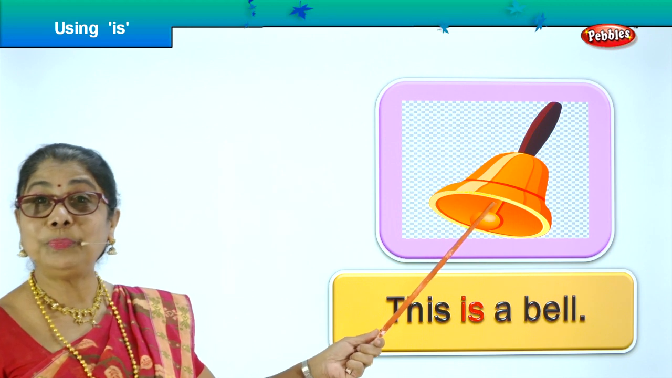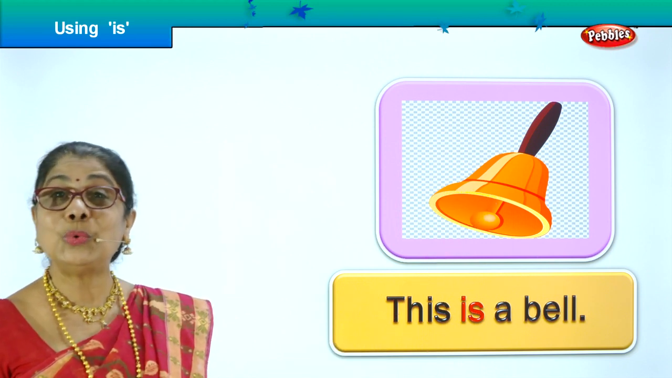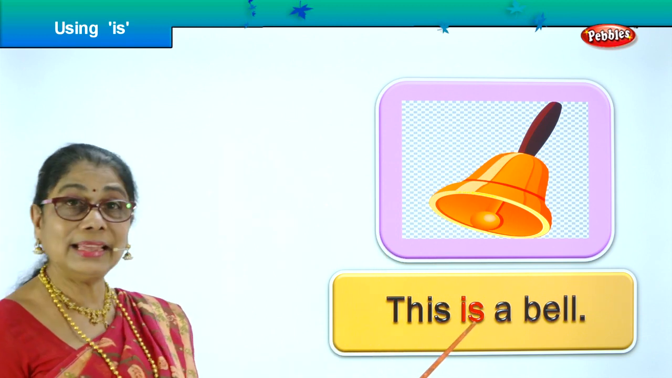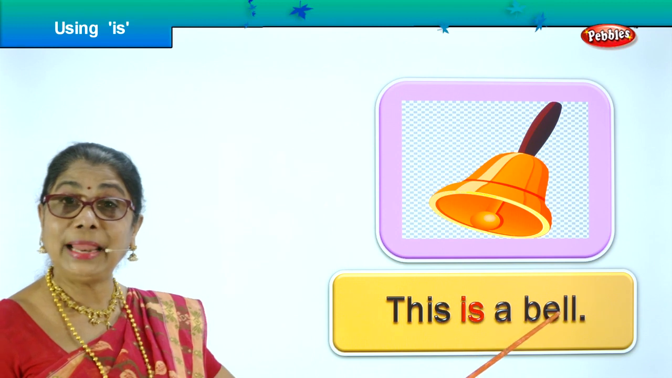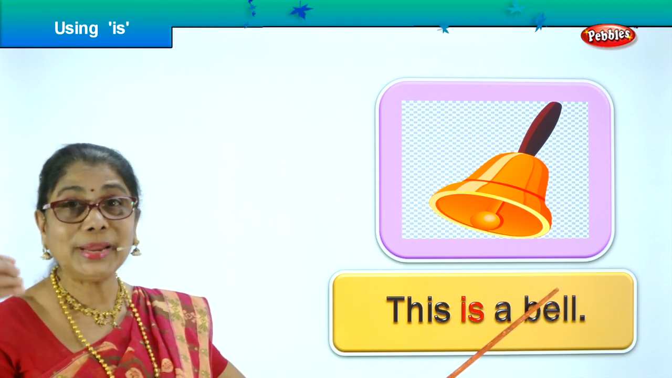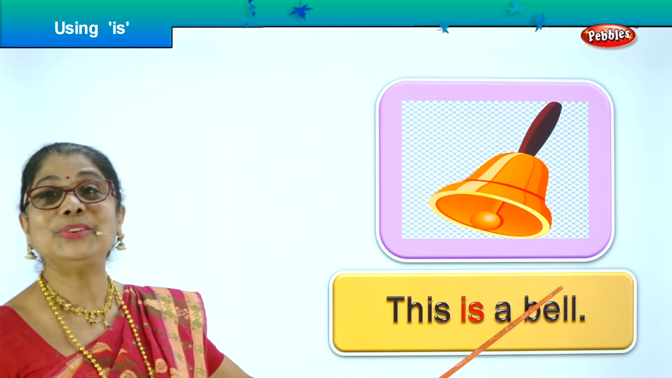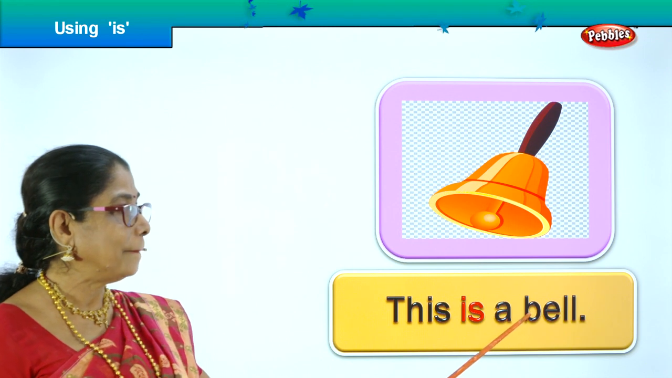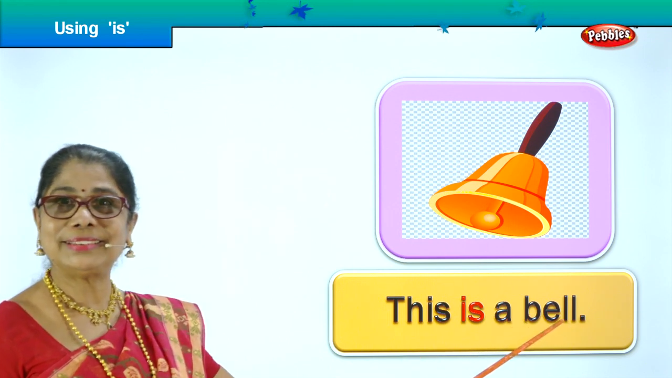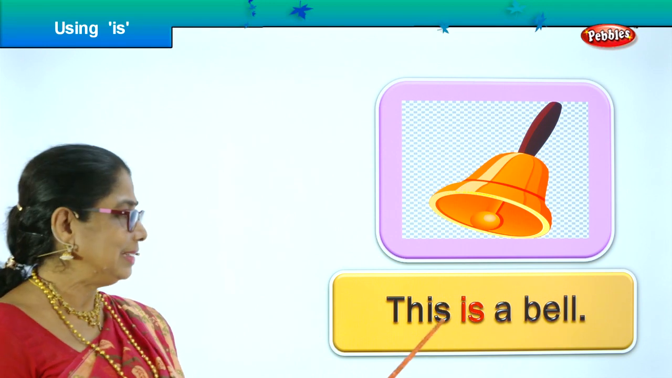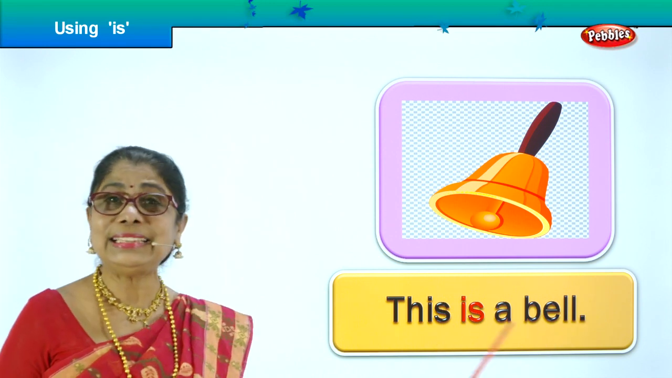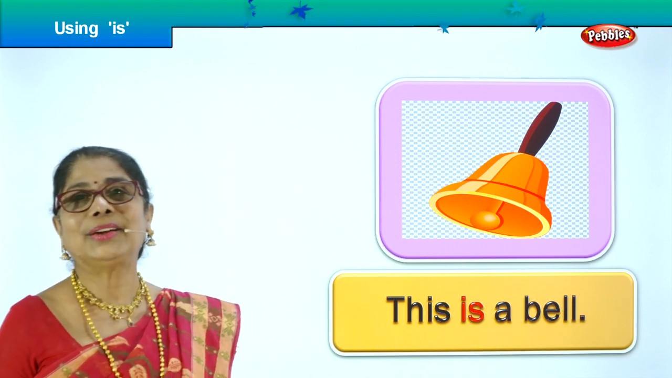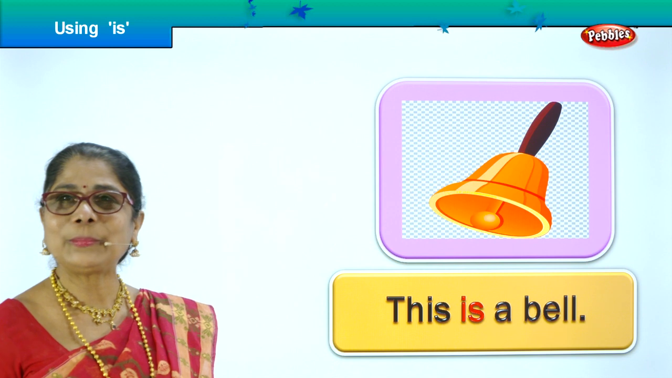In the puja room. You'll find this in the school when the current goes off. What is this? This is a bell. What do you do with the bell? You ring the bell. Yes. This is a bell. Good. Is in the sentence. Read the full sentence. This is a bell. Let's go to our next sentence.